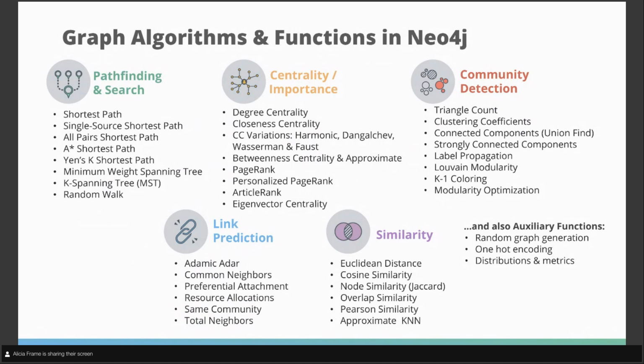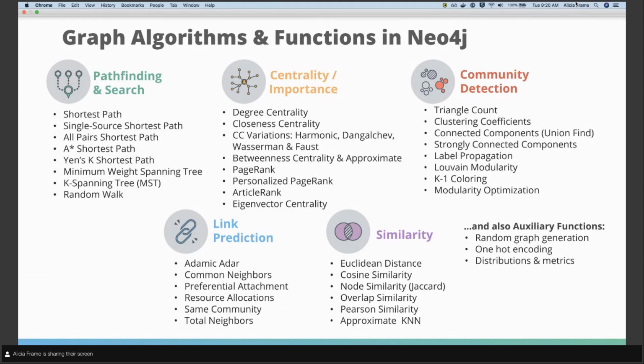We talk about 5 categories. So we have pathfinding and search, which is really like, what's the shortest path between A and B? Is there a path between A and B? I want to look at the minimum weight spanning tree on my graph and understand what that looks like. So can I find a connection between these things?